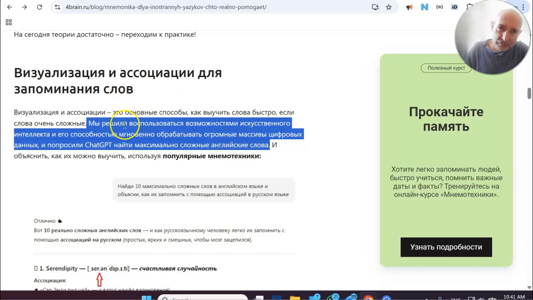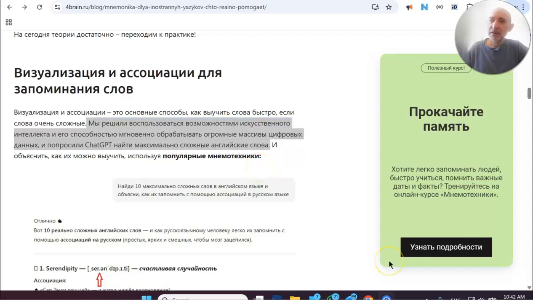We decided to take advantage of the abilities of AI and its ability in an instant to process giant chunks of information of digital data and asked ChatGPT to find the most difficult English words. Perfect. Well done, guys, for your comprehension, and that's C1, C2 level Russian for you. You see, you're making it.